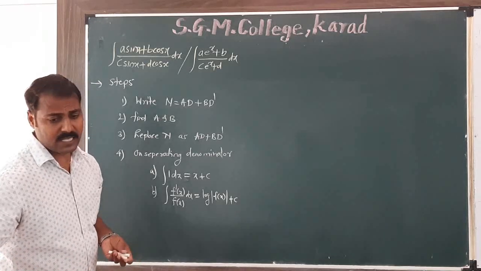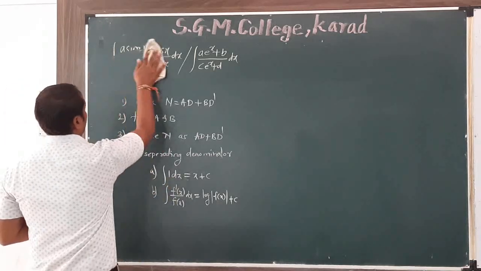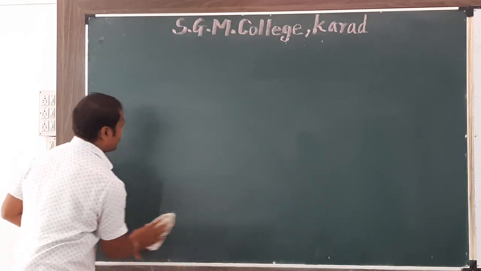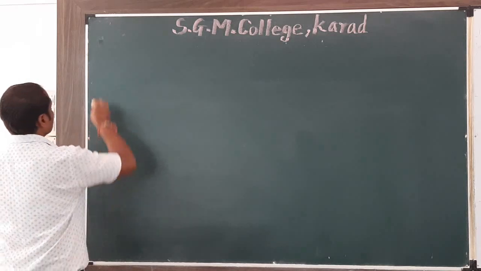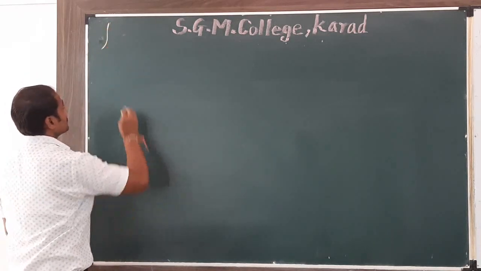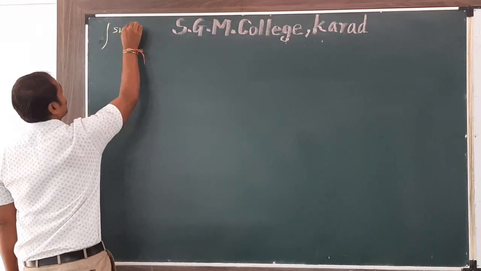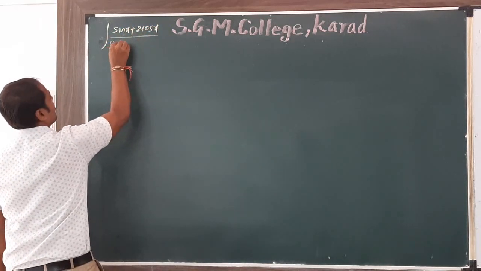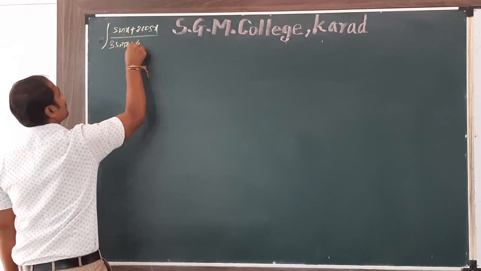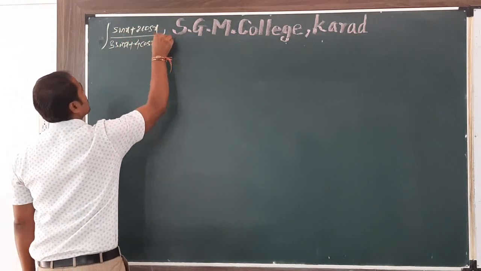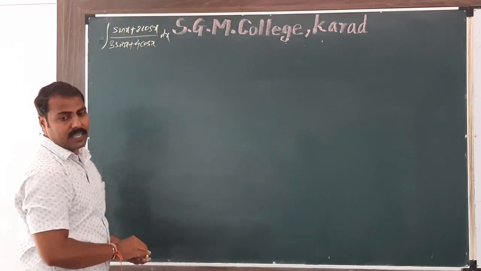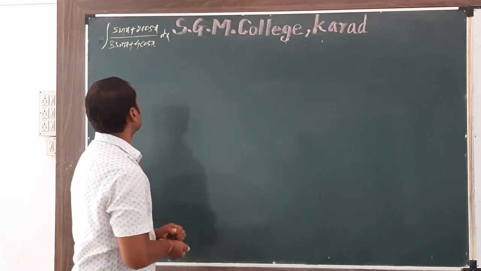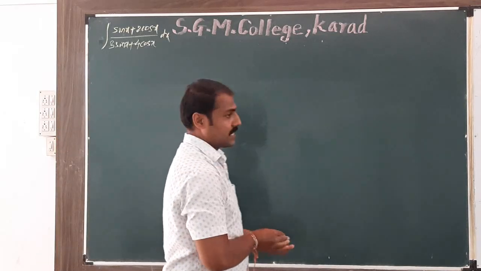Okay, let us see some examples on this type. Here is the first example. Evaluate integration of (sin x + 2 cos x) divided by (3 sin x + 4 cos x) dx. Okay, evaluate integration of (sin x + 2 cos x) divided by (3 sin x + 4 cos x) dx.